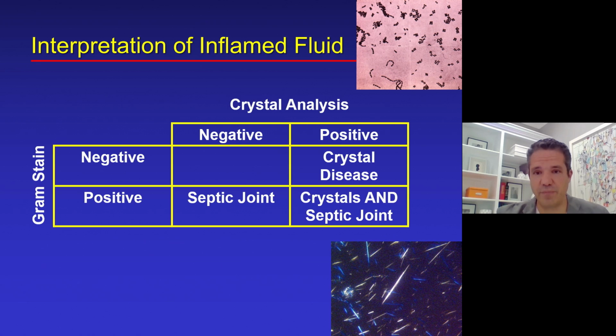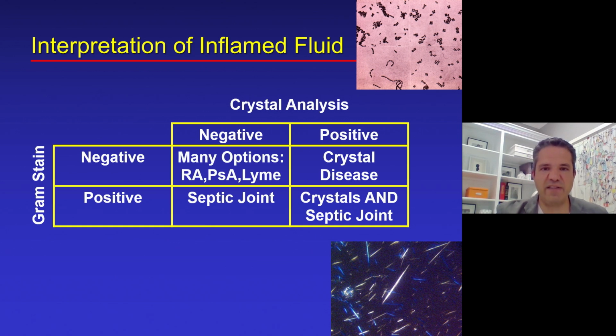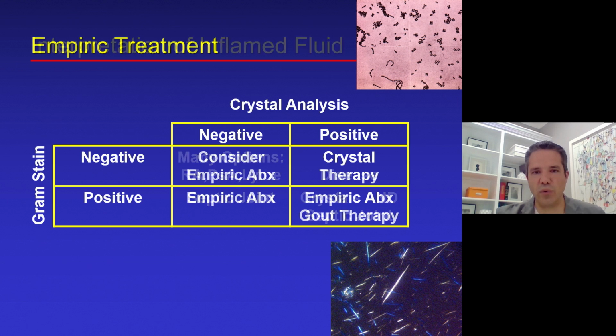It is possible to have both happening in the same joint. It is actually not that unusual, especially with CPPD, to see crystals in someone who has a septic joint. And then if both are negative, you have to step back and think about other diagnostic possibilities, or perhaps that the gram stain was negative and the culture is just going to show up in a few days anyway. And that's where you may use the cell count as a distinguishing factor. 10,000 cells, maybe you hold the line and wait. 150,000 cells, that's a little more worrisome.